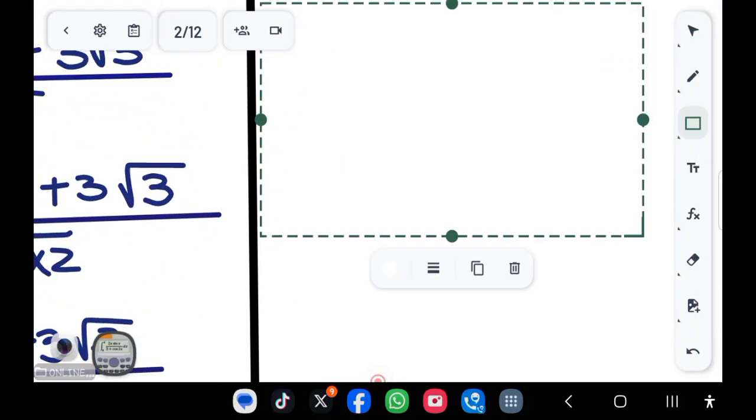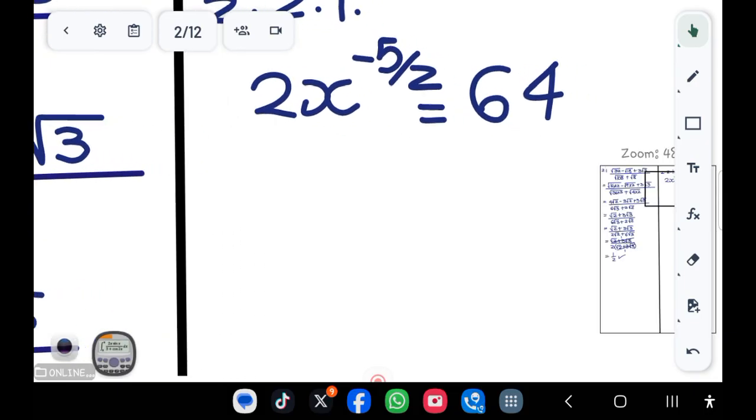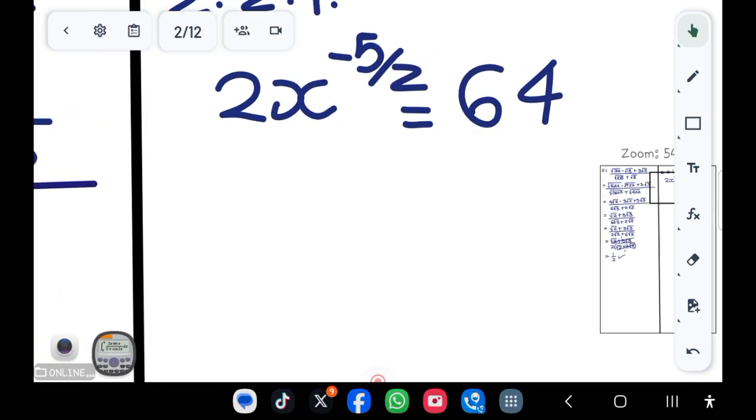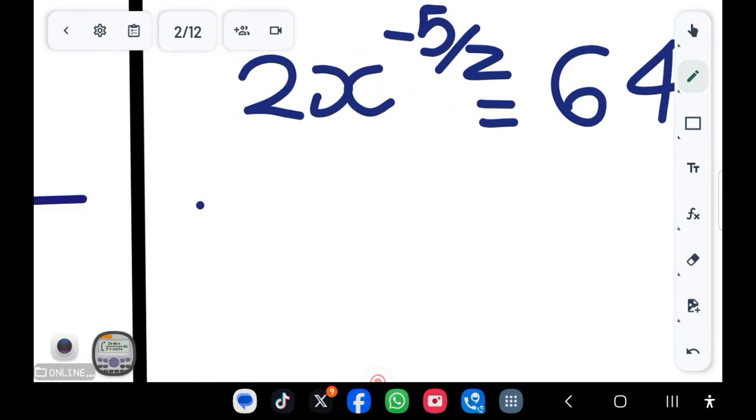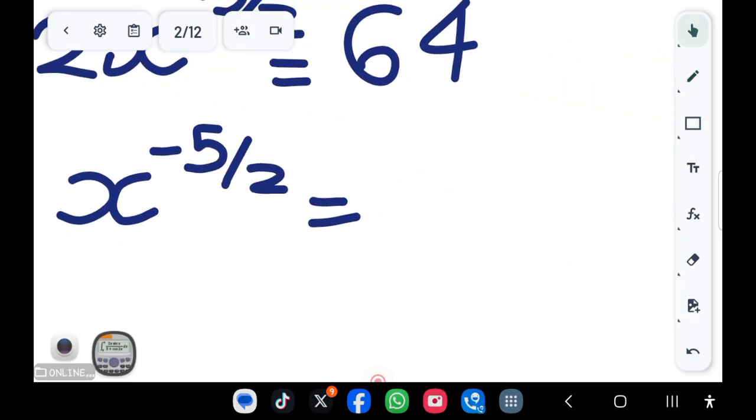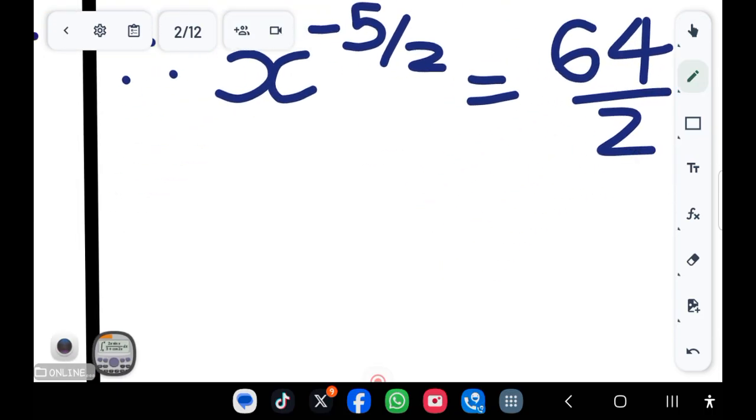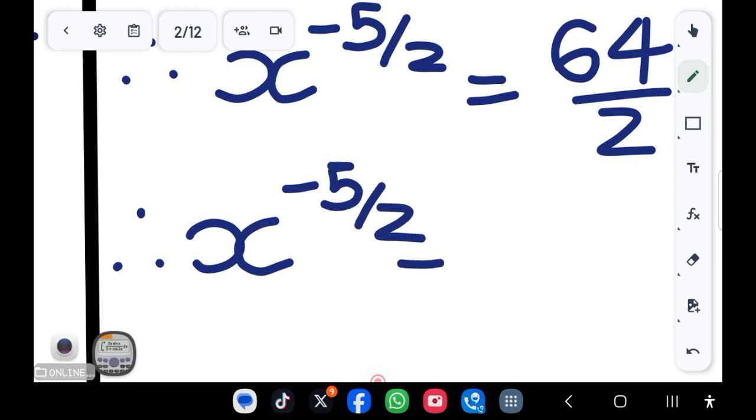And what you do is step number 1, treat it as you would any other linear equation. So step number 1 is to divide throughout by 2. So you go, that is x to the power of minus 5 over 2 equals, now 64 divided by 2, that gives us 32. So therefore you've got x to the power of minus 5 over 2 equals 32.